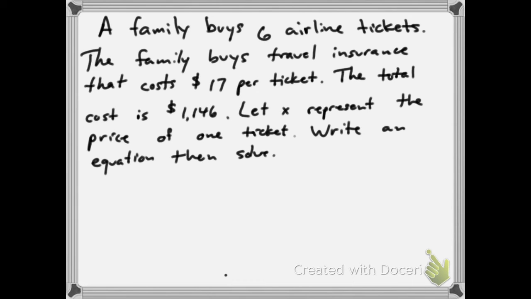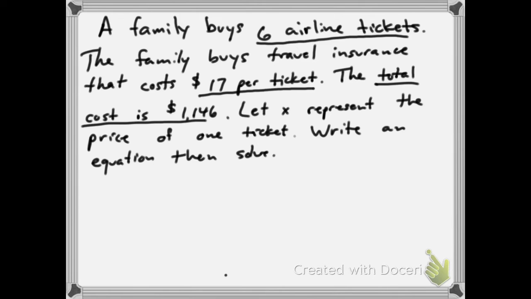Here's a good word problem that we can use to practice. It says a family buys 6 airline tickets. So let's highlight that. That's important to know. The family buys travel insurance that costs $17 per ticket. So keep that in mind, $17 per ticket. The total cost is $1,146. Let X represent the price of one ticket. Write an equation and then solve.